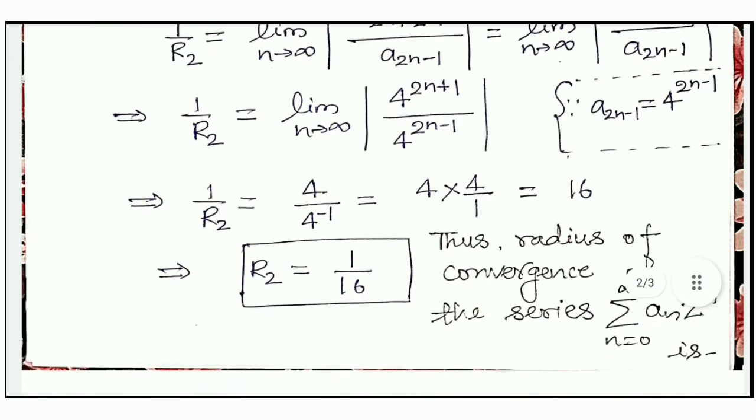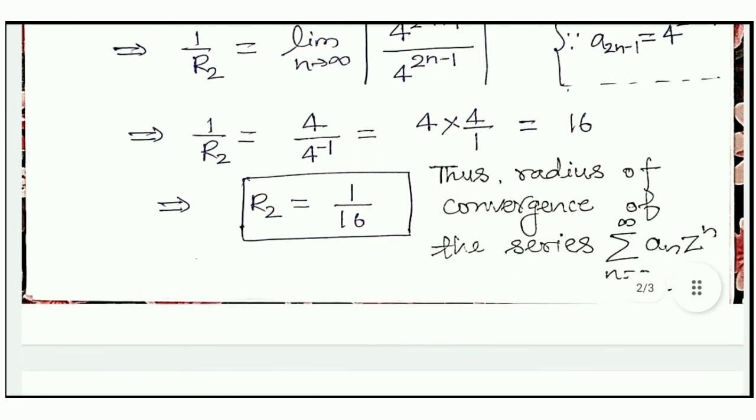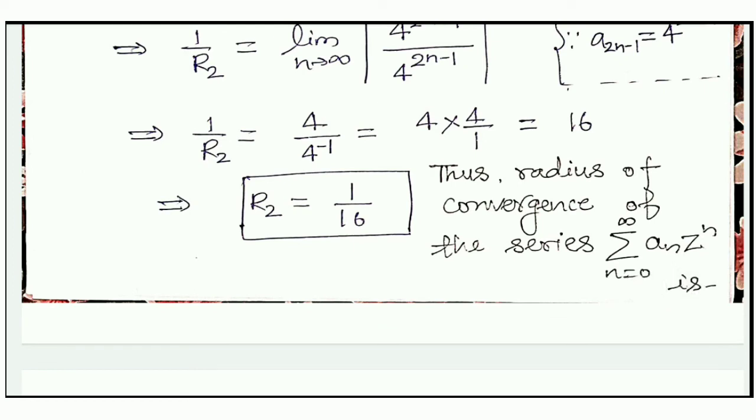After solving this, we will get 1 upon r2 equals 4 upon 4 is to the power minus 1, and this will give 4 into 4 upon 1, so 1 upon r2 equals 16, and in this way we will get r2 equals 1 upon 16. So this is the radius of convergence of the second power series, namely summation a2n minus 1 z to the power 2n minus 1.